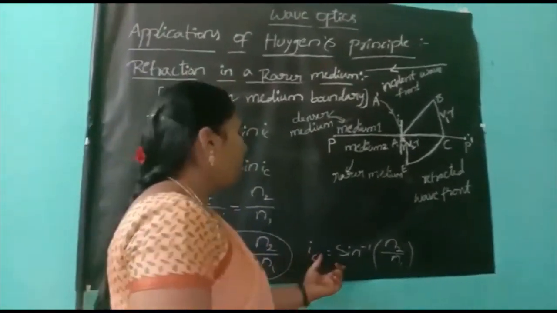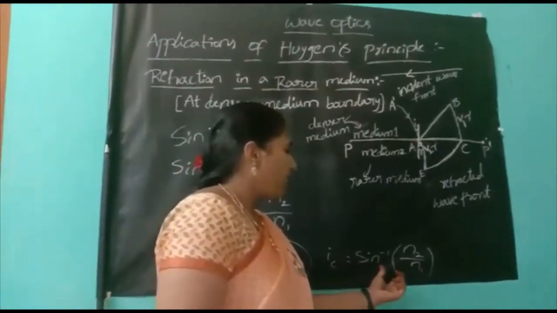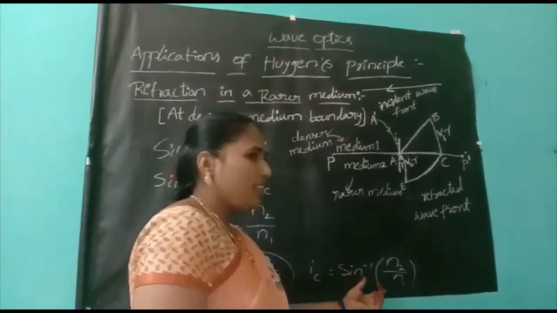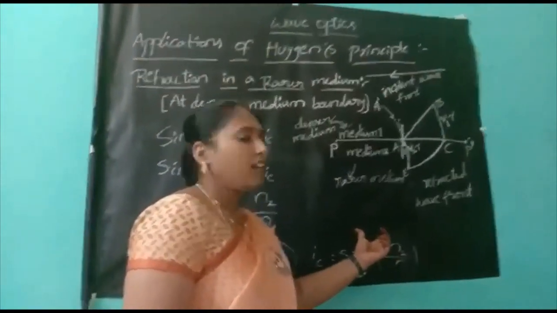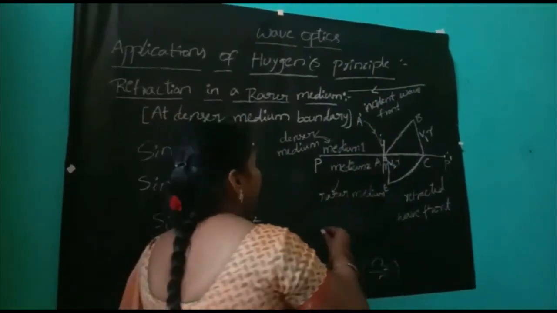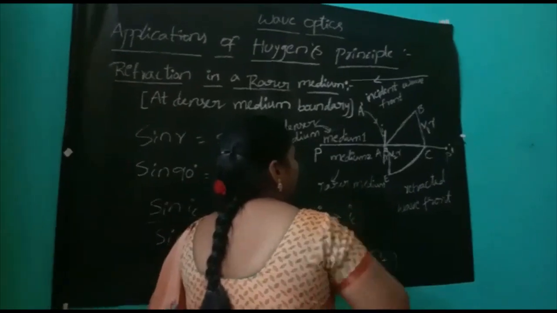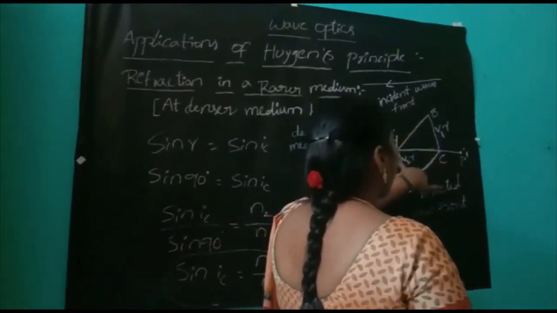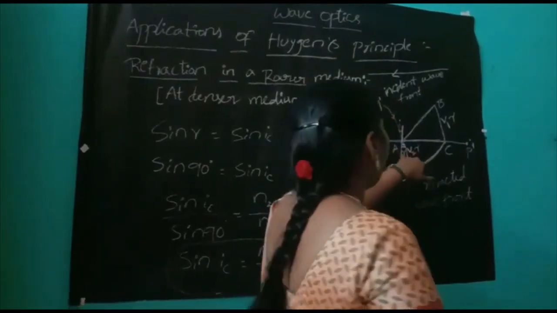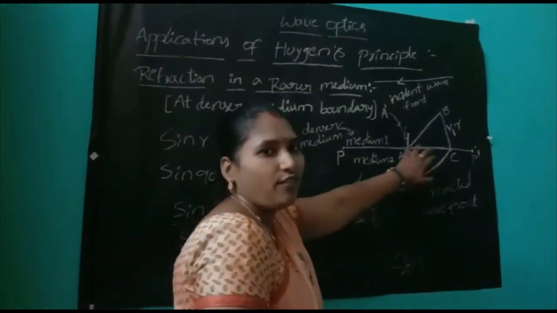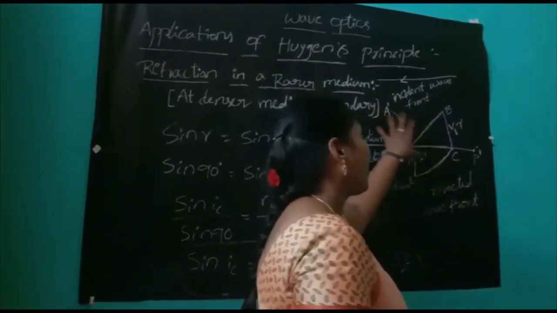Thus, when the angle of incidence I is greater than the critical angle, there will not be any refracted wave. The wave will undergo total internal reflection.